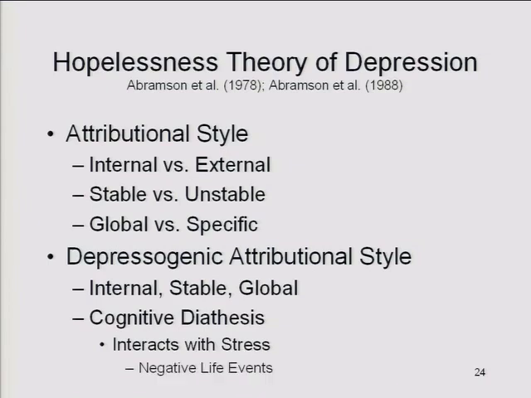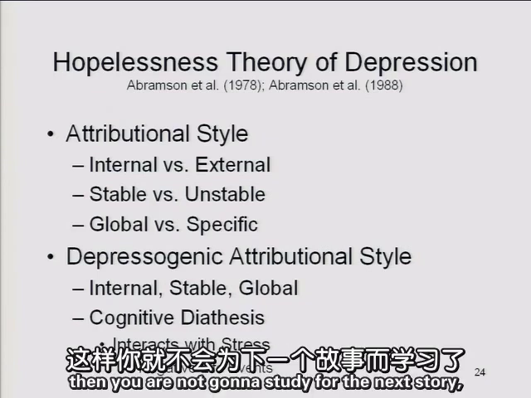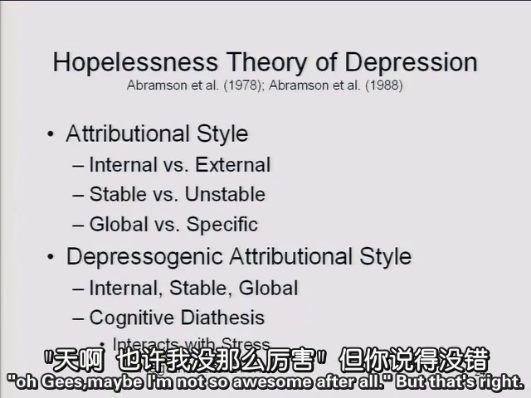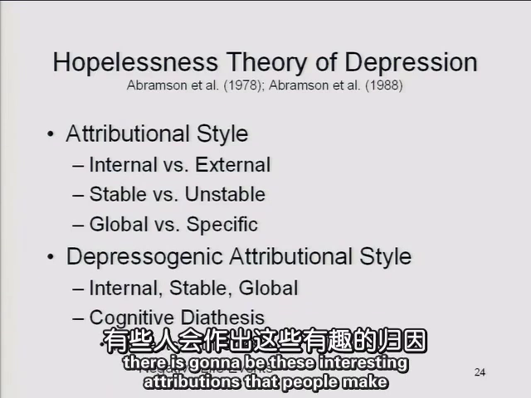On the other hand, if you have internal, stable, global attributional styles for positive life events, does that make you confident? Like, I aced the test because I'm awesome, I would have been awesome. That's right. That's exactly what it would do. And of course, the trick is then you're not going to study for the next test, right? And you're going to fail, and then you have to say, oh, geez, maybe I'm not so awesome after all. But that's right. Okay, the idea is that there are these interesting attributions that people make.